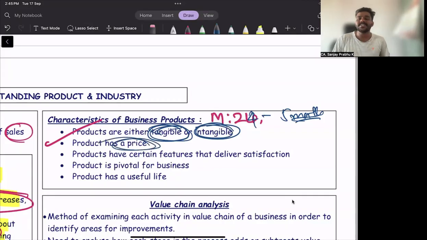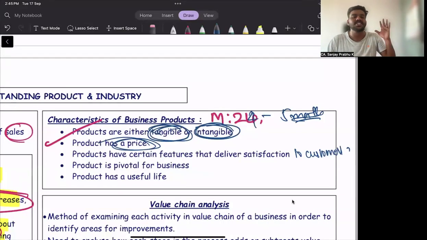Every product has a price. I purchased this pen for rupees 10,000. This pen has a cost of 10,000. I'm selling my service, my classes, to you at a price of 4,000. So every product has a price. Every product should have certain features which deliver satisfaction to customers. When I'm selling my classes to you, it has to satisfy my customers, that is you. If I fail to satisfy my customers, they will replace me. So every product should have such features which will satisfy the customer.